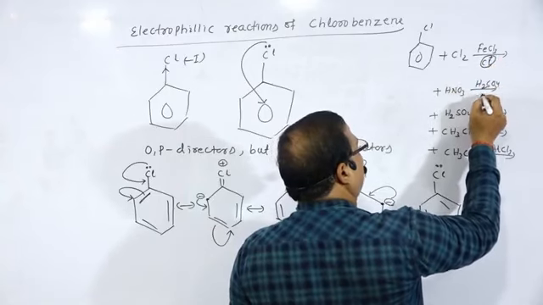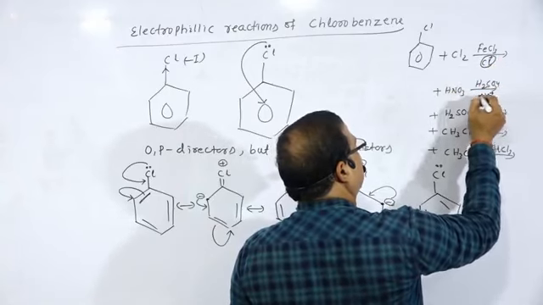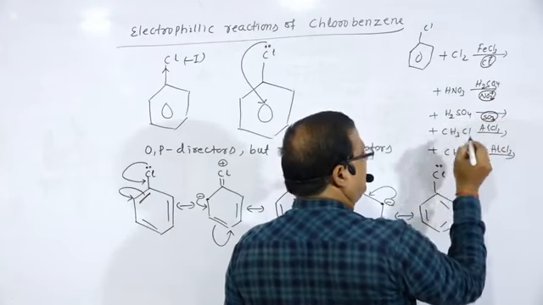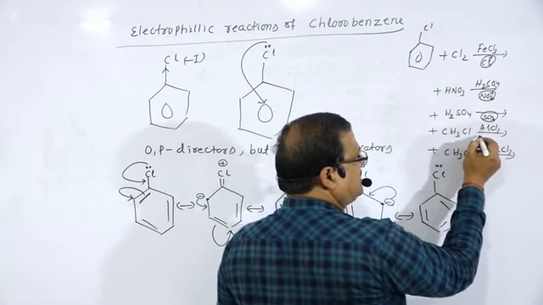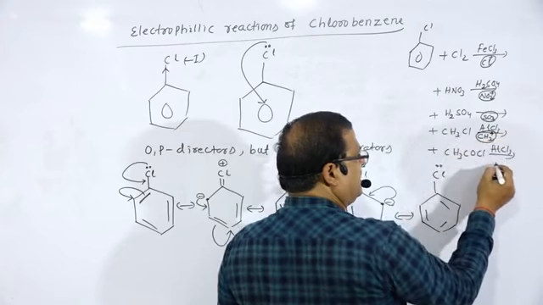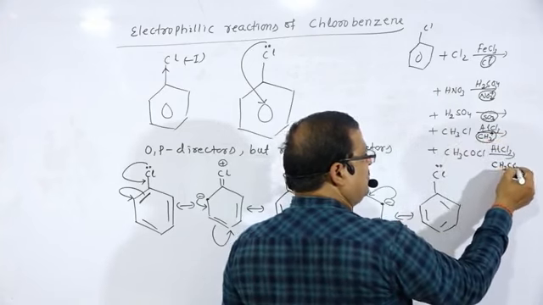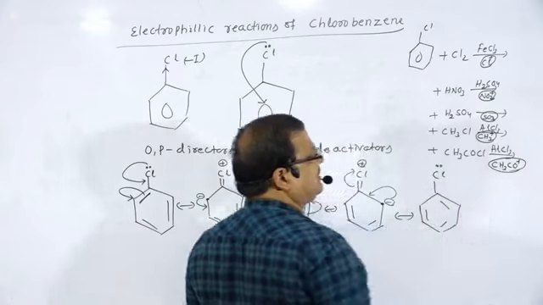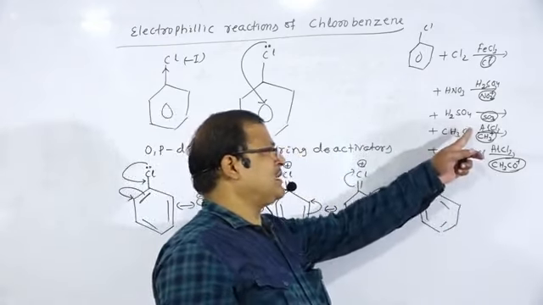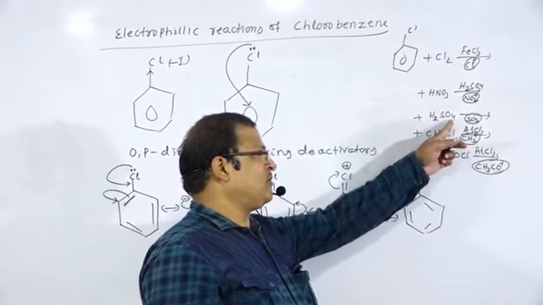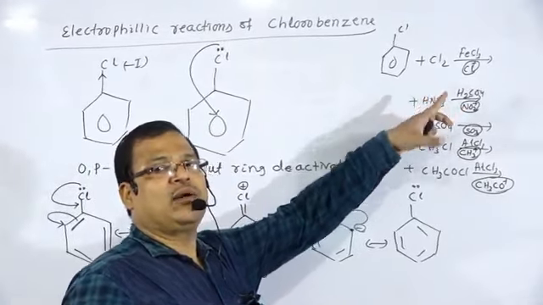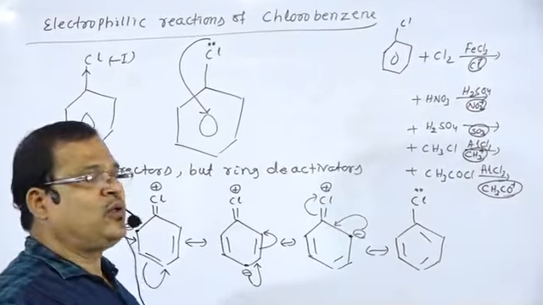In the first case, the electrophile is Cl plus. In the second case, the electrophile is NO2 plus. In this case, the electrophile is SO3, sulfonation. In this case, Friedel-Crafts alkylation, the electrophile is CH3 plus. In this case, the electrophile is CH3CO plus, that is Friedel-Crafts acylation. So this is Friedel-Crafts alkylation, this is sulfonation, nitration, and this is chlorination. Then what will be the products produced?